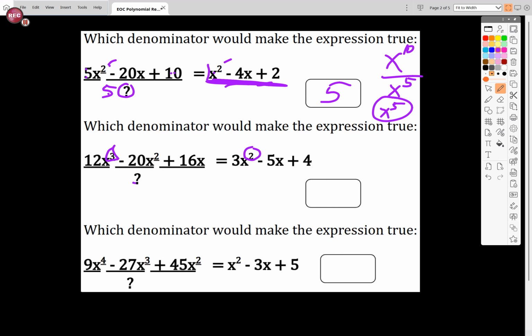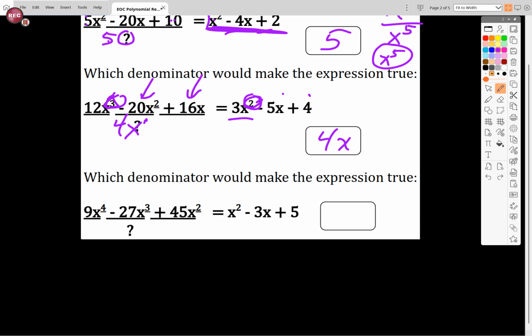But on this one, 12 divided by 4 gives you 3. All these numbers divided by 4 give you those values there. But the exponent changed. That means there was an x down here, because an x has a 1 exponent, and you would subtract 3 minus 1 to get this 2. So here, the denominator has to be 4x to make it true.